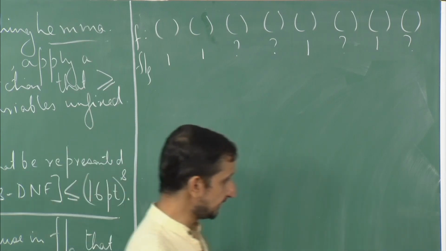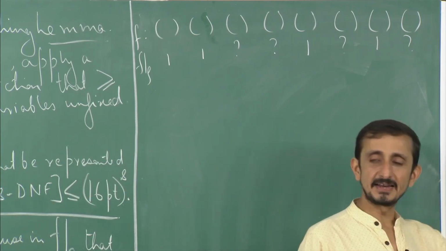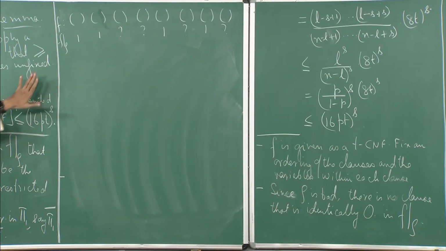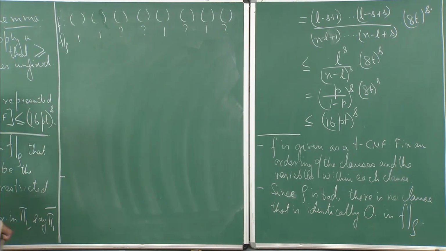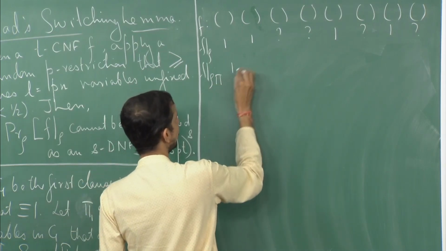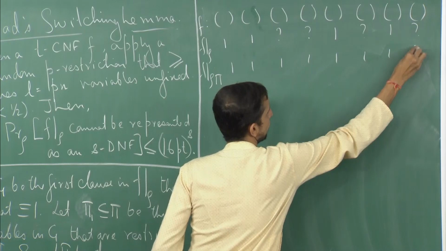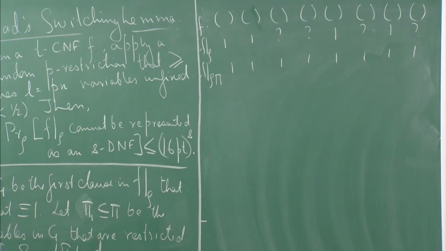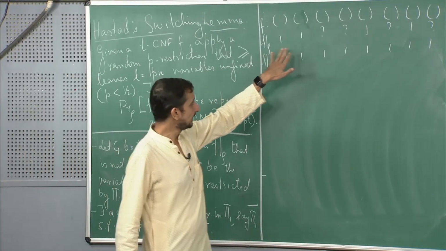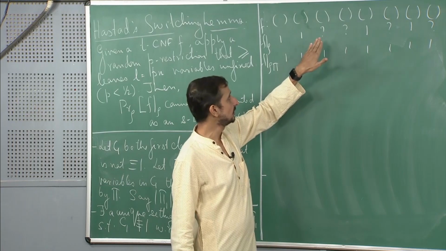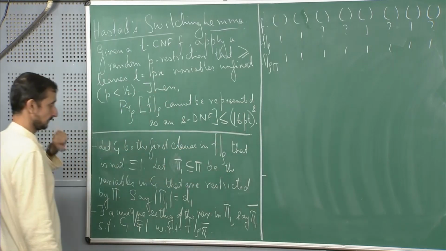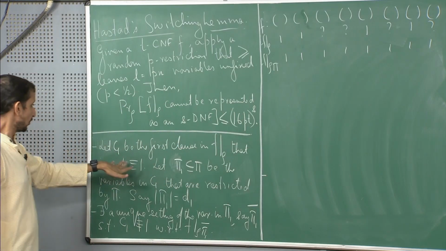And we know that in f restricted to rho, no clause is identically 0, because if any clause is 0, then the entire thing becomes 0, and therefore it will always have an SDNF representation. So it is either 1 or unfixed. Now, what do we know about f restricted to rho pi? In f restricted to rho pi, everything is 1 by our construction, right. Now, what is pi 1? Look at the first clause. Because in f restricted to rho, there has to be some clause that is not 1, since it does not have an SDNF representation.